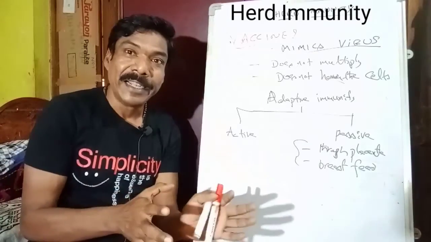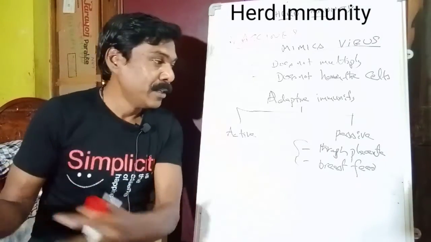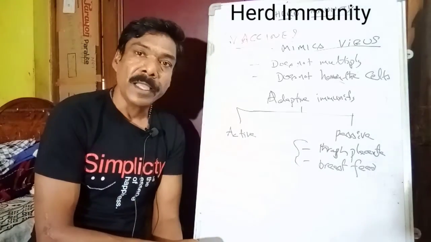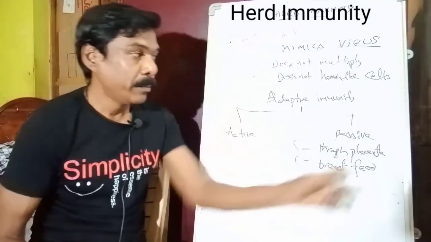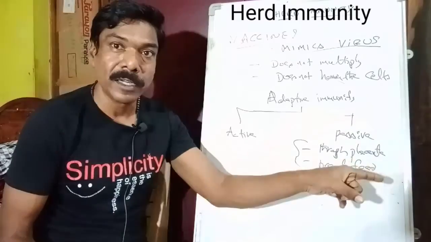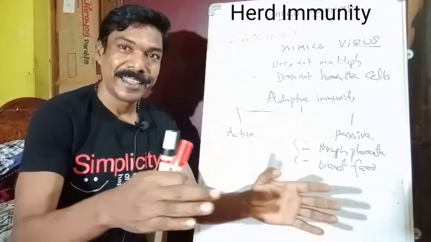So indirectly the antibodies are supplied to a person to fight against a particular virus. That is passive adaptive immunity. So the adaptive immunity is developed in a particular person from outside. It's not done inside.